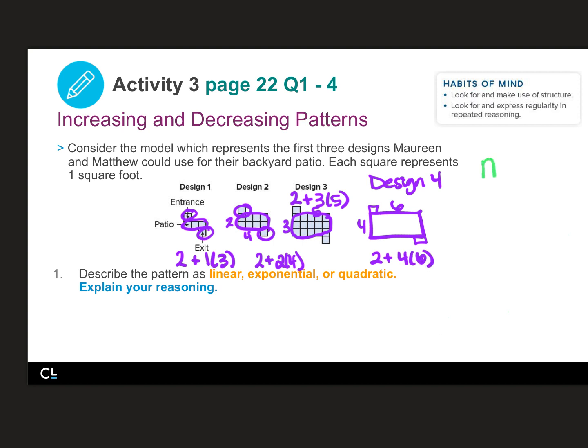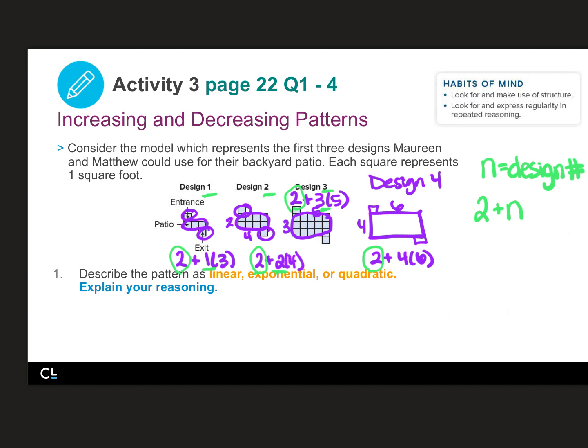So for our equation, usually we'll use n or x. So I'm going to use n for the design number. And if we look in each of our expressions, we'll always have those 2 entrance and exit. So my equation is going to have 2 for those tiles. Plus, if we look, we had a 1 for design 1, a 2 for design 2, a 3 for design 3, and so on. So that's the design number high for the rectangle in the middle.